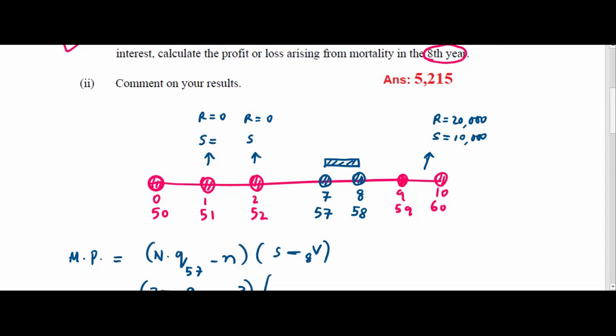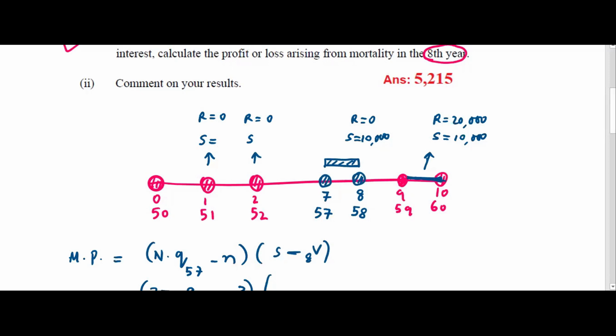However, in all other years, there is no R. Again, we'll not use the R formula. So let me write S here. S is 10,000 because there is survival, there is death benefit. There is even no survival benefit here. Only when you find the mortality profit during the last year, then you will use R, 20,000, because R is not present anywhere else. So let me write 10,000.